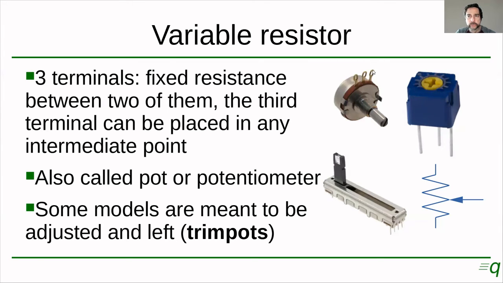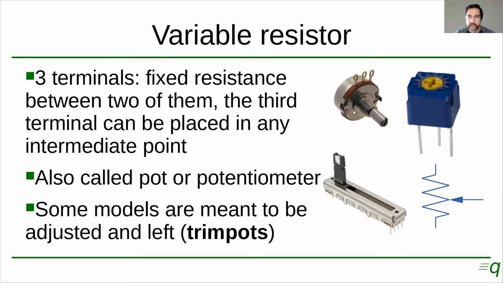So if the resistance between this one and this one is, say, 10 kilo ohms, when this knob is in the middle, it will have 5 kilo ohms between this one and the middle, and another 5 kilo ohms between this one and the other one. The symbol is this one, here at the bottom right, so it's represented as a resistor. The resistance between this point and this point is fixed. And this is called a wiper, and it can slide along this resistance.